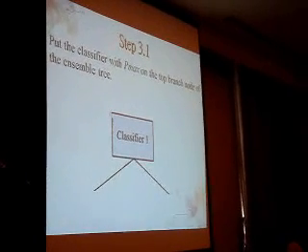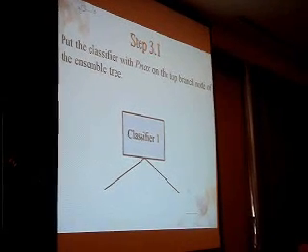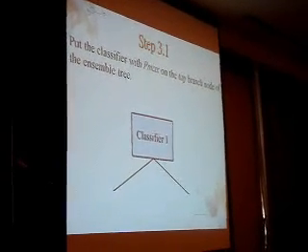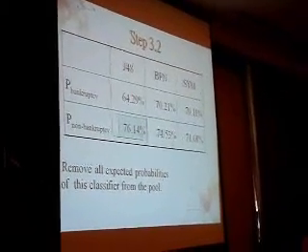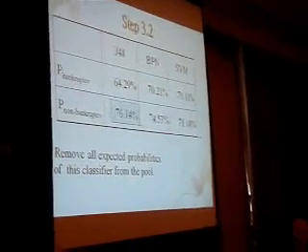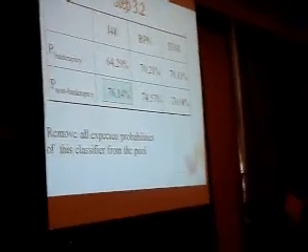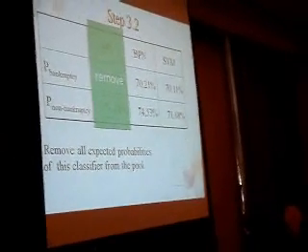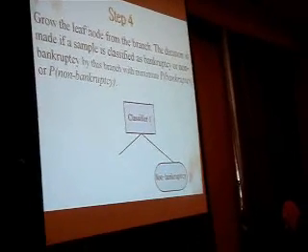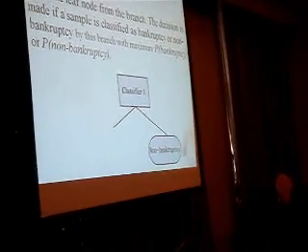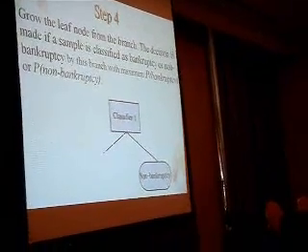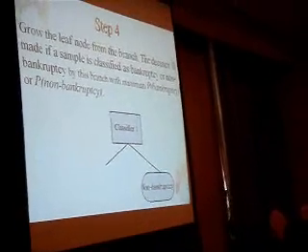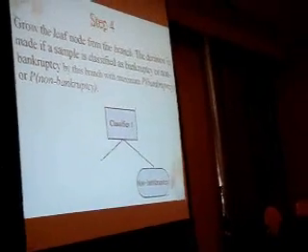Put the classifier with P-max on the top branch node of this ensemble tree, and remove all expected probabilities of this classifier from the pool. So remove. Step 4. From the leaf node of the branch, the decision is made whether a sample is classified as bankruptcy or non-bankruptcy by the leaf branch with max mark P bankruptcy or P non-bankruptcy.